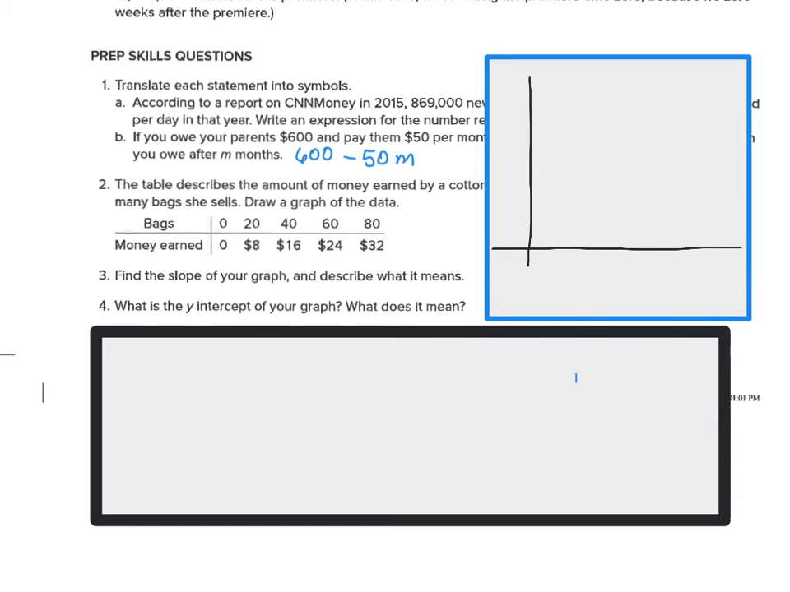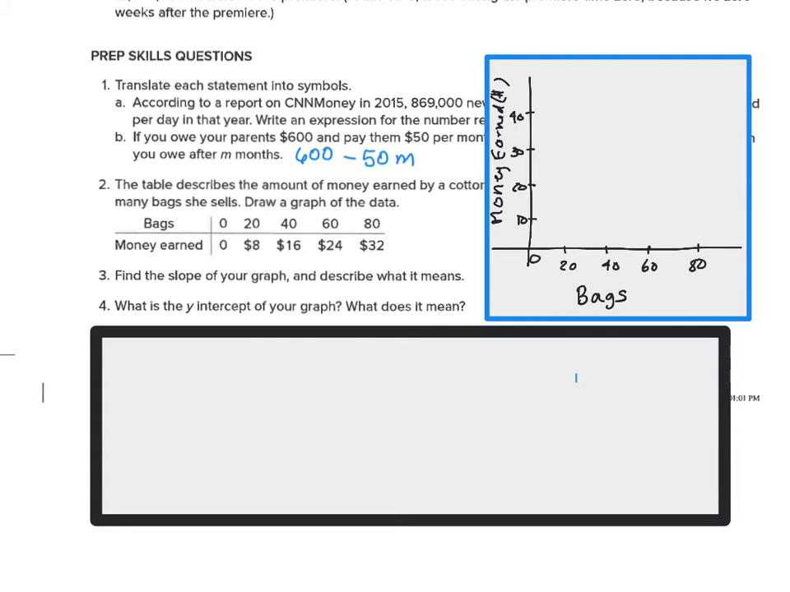Okay, so the input, as I just got through saying, is bags. And the output was money earned. And that would be in dollars, right? So it looks like we could go up by 20 for our number of bags of cotton candy. And for the money earned, let's go ahead and go up by 10. So I think that'll be actually pretty good. So 10, 20, 30, 40, I think that's more than enough.